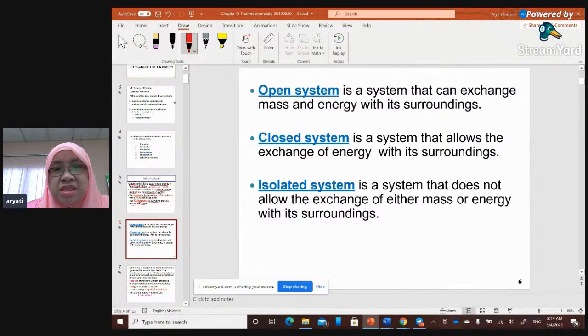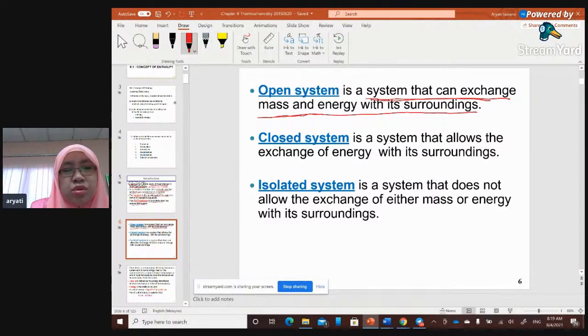So open system is a system that can exchange the mass and energy with the surrounding. Satu sistem yang dia boleh menukar, exchange, jisim dan tenaga dengan surrounding. Okay, contoh, example adalah masa kita masak, cooking. So masa cooking adalah open system sebab kita akan release water, air akan keluar, kita akan absorb gas and so on lah.